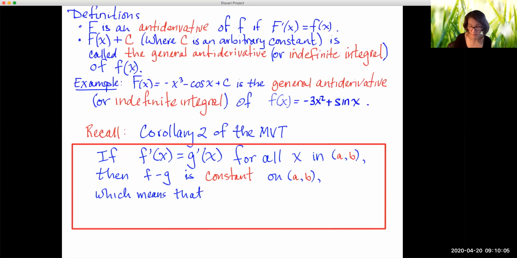That also means, if f of x minus g of x is equal to some constant, then f of x is equal to g of x plus that constant. So you have two functions that have the same derivative, and one of them is just a constant plus the other one. They differ by a constant.